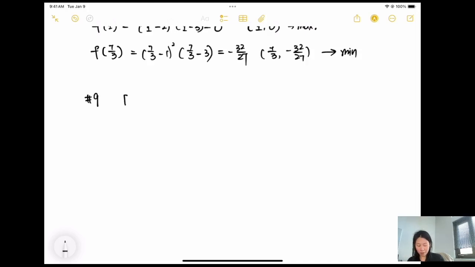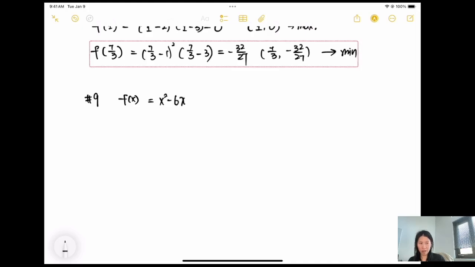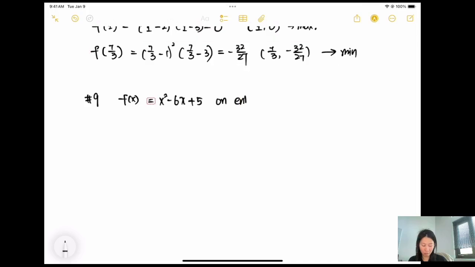Number 9, f(x) equals x squared minus 6x plus 5 on the entire real number line. So this is easy. That means x can be anything. Again, same idea. We find the first derivative to find all the critical points. A critical point could be a maximum or minimum. We don't know. We need to use the second derivative to test that.